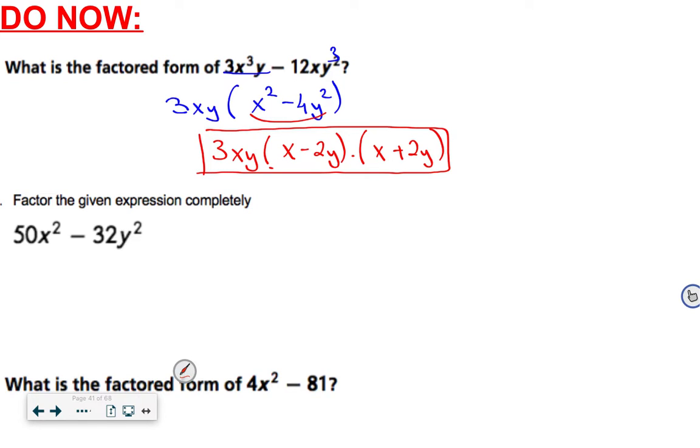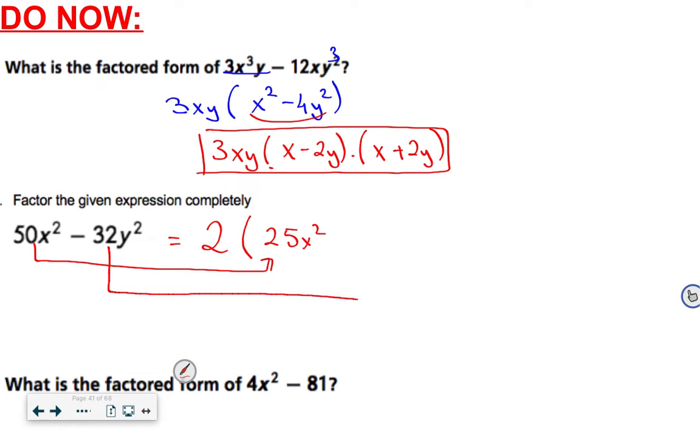Factor the given expression completely. As you see here, ladies and gentlemen, if there's a greatest common factor, get it first. The greatest common factor of this expression is 2. If I take out the 2 in parentheses, what expression is going to become 25x squared? Then what comes from here is going to be 16y squared.